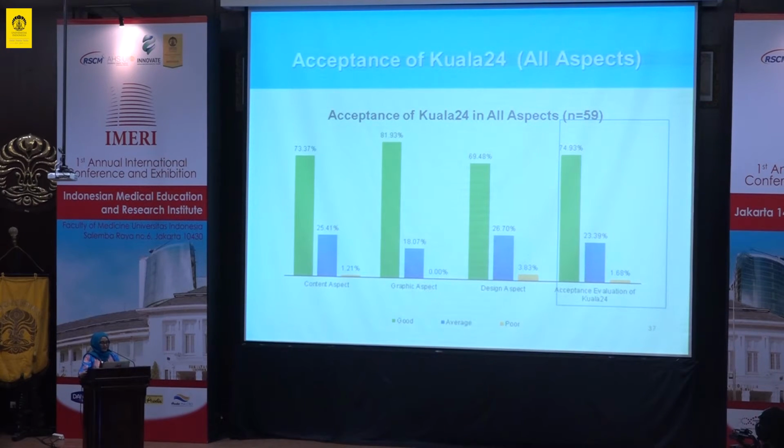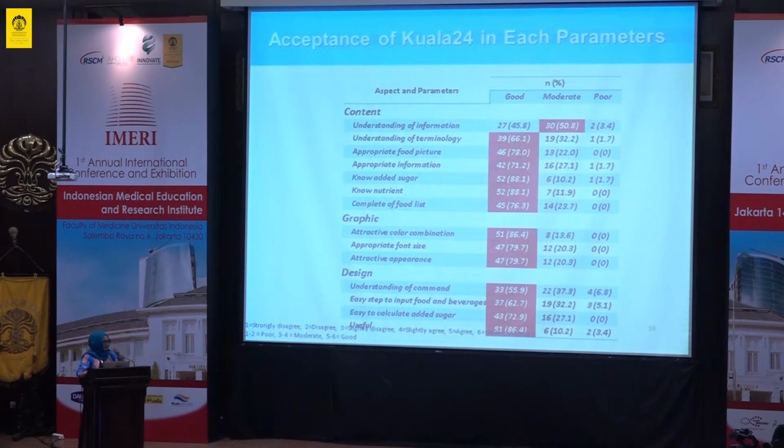We got most of the population believing that the content, the graphic, and the design are good, with more than 70% thinking that it's good. And if we look in more detail at the content, they say they understand the information, the terminology, appropriate food pictures, appropriate information, and they know added sugar and no nutrient, and complete food list. That's almost 50%, and also that's for graphic and for design.